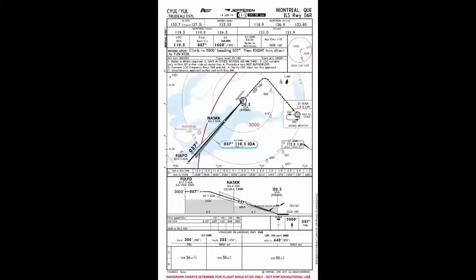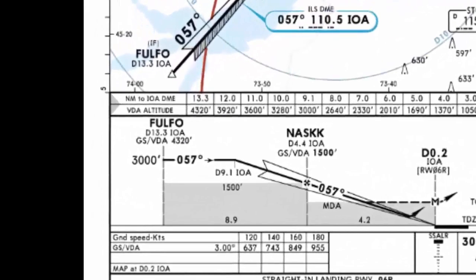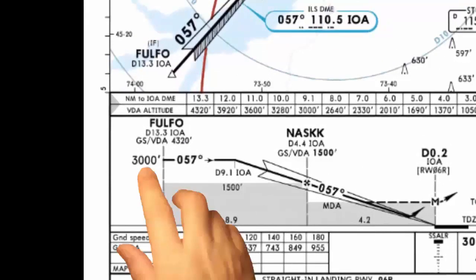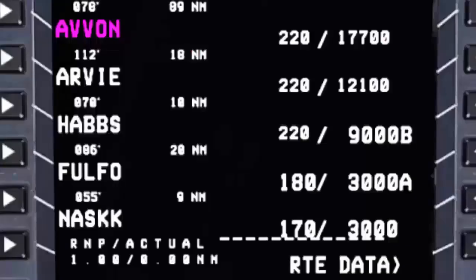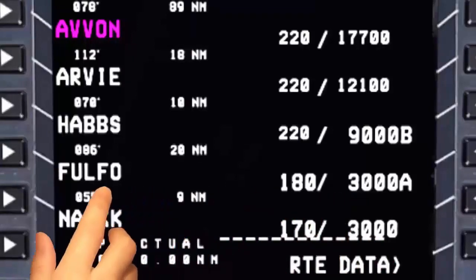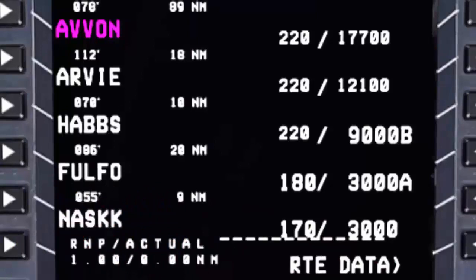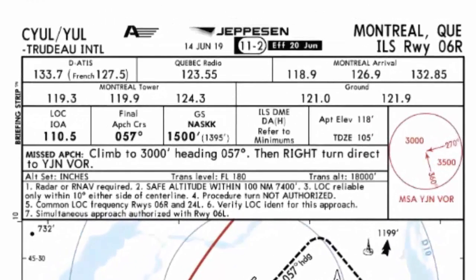And this is my ILS runway 06 right approach chart. In the profile section, as we can see, 3,000 feet is the altitude at which I have to be at 44 waypoint. And my CDU legs page again shows 3000 feet pre-selected altitude at 44 waypoint. Checked. Let's go back to my approach chart.